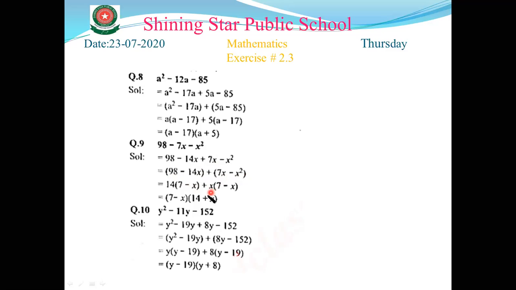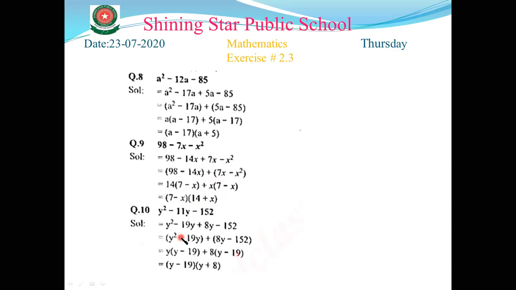Now again we take the common 7 minus x from these two terms. So 7 minus x multiply, from this term we get 14, from this term we get x. Now we multiply them and we must get 98 minus 7x minus x square.